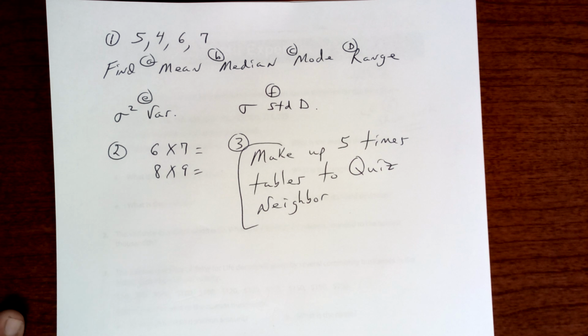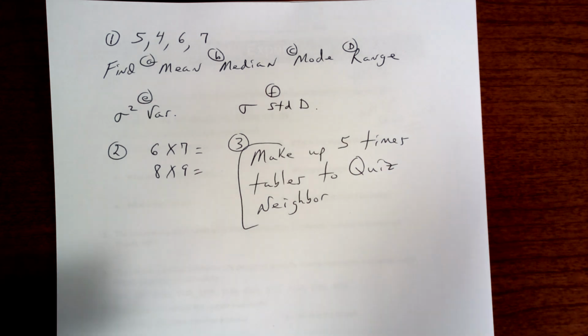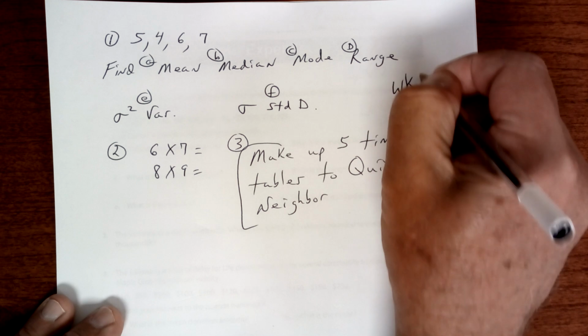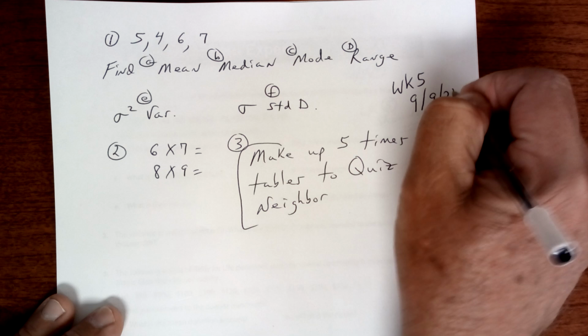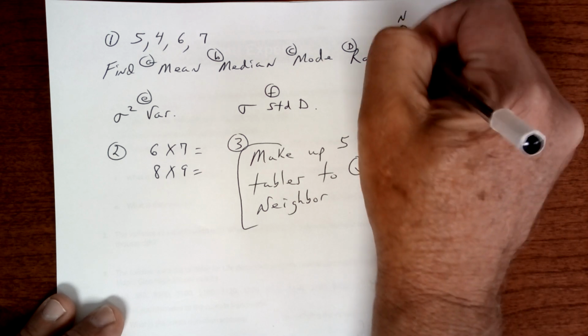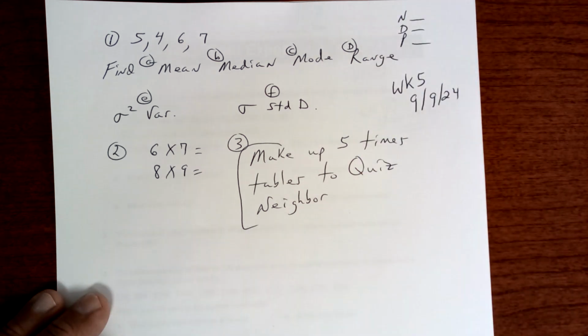Hello and good morning. Today is week 5, 9-9-24. I want name, date, and period. Okay, so let's look up here.